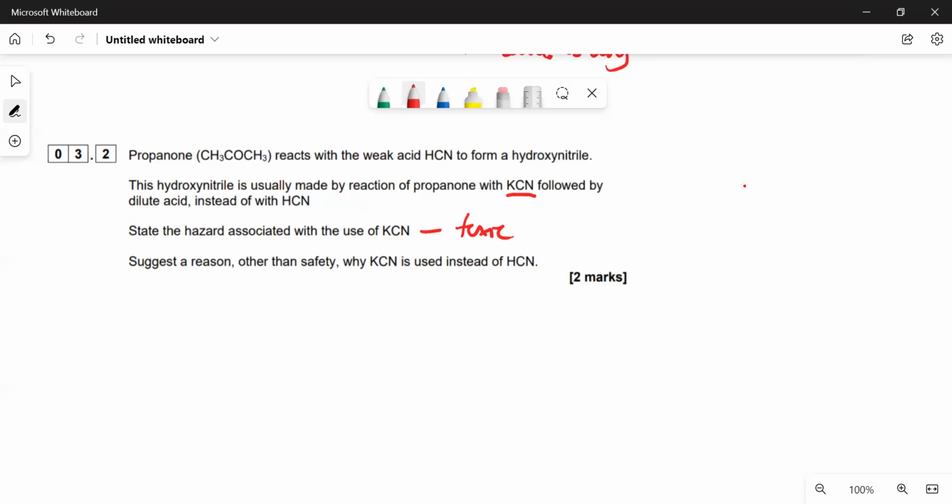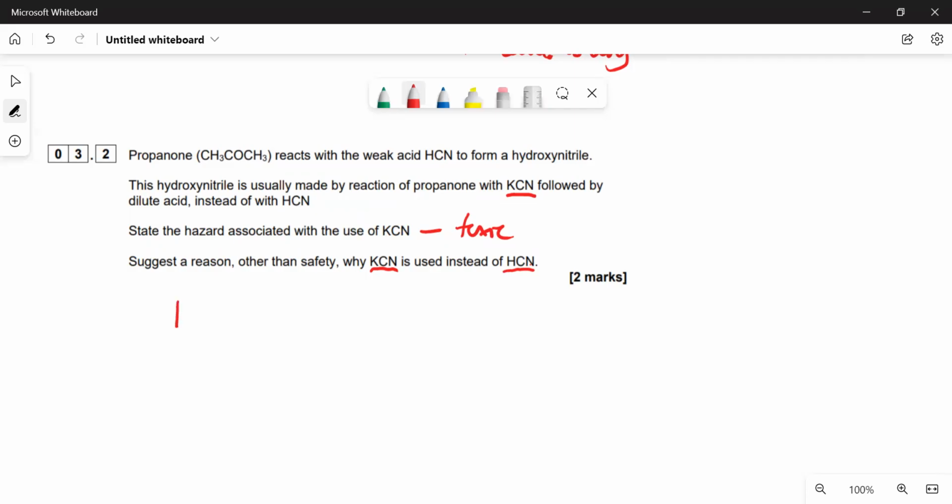I suggest a reason other than safety why KCN is used instead of HCN. Of course, the reason why you would avoid HCN is because KCN is a solid, so as long as you don't swallow it, it's okay. Whereas HCN is a gas, so it'd be very difficult. You have to do it in a fume cupboard and avoid breathing it in. But if there's a reason other than safety, why would you use KCN?